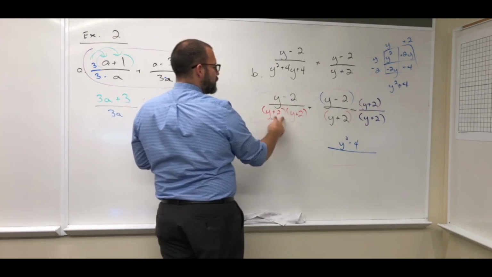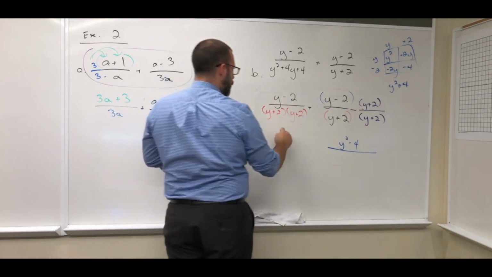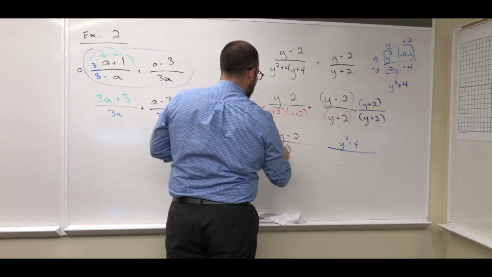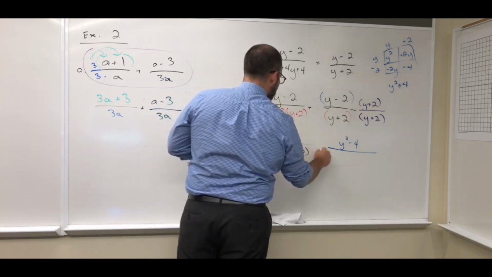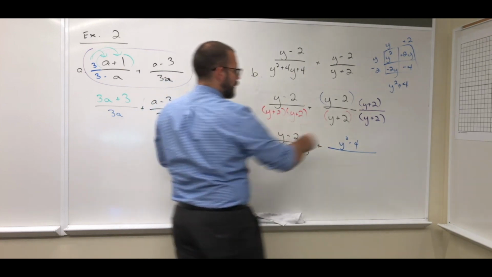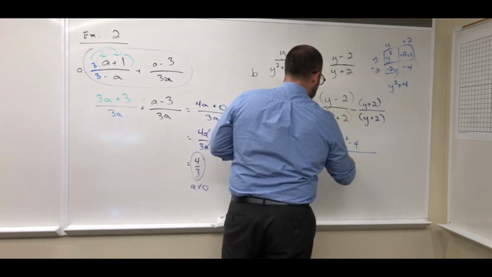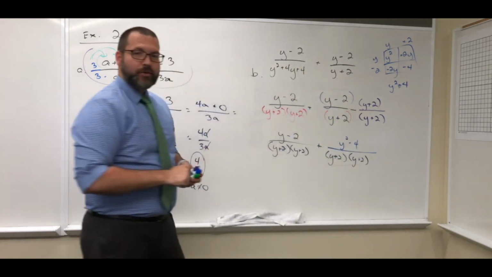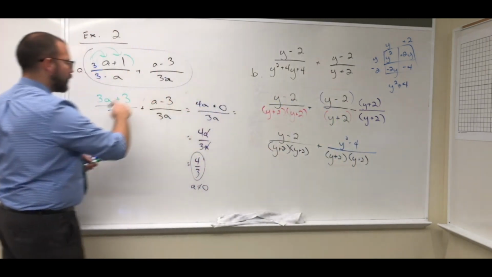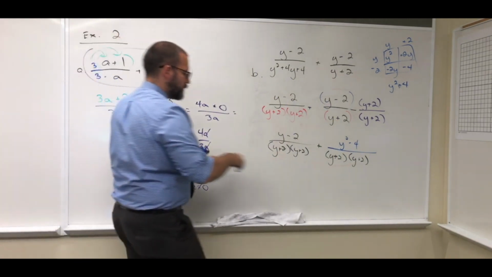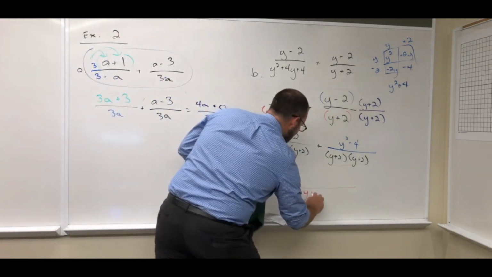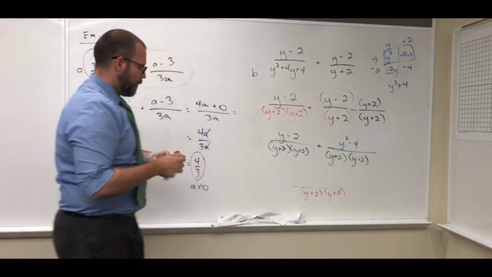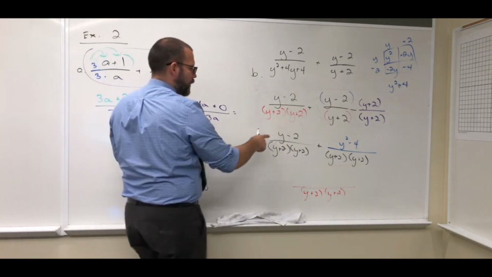This fraction did not need to change because it already had the two y plus 2's. So that just stays y minus 2 over y plus 2 times y plus 2. And this denominator here, we have now added everything that we need, y plus 2, y plus 2. And so we're ready to combine the two fractions. Just like we did over here, our denominator is obviously just going to be y plus 2 times y plus 2. But the numerator is going to be the sum.